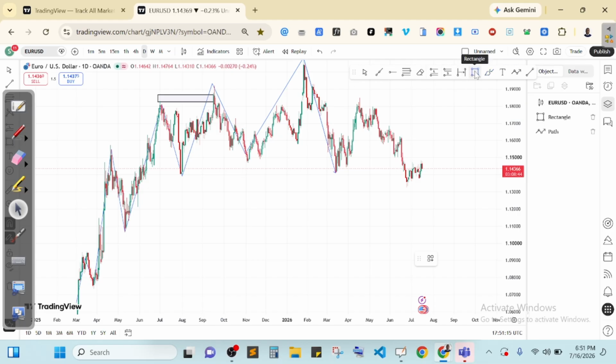Those waves in between them are what we call internal structure. But anytime you are identifying structure on a higher time frame, focus mainly on the external structure. Now this place is about what? Change of character, right? And what happened?